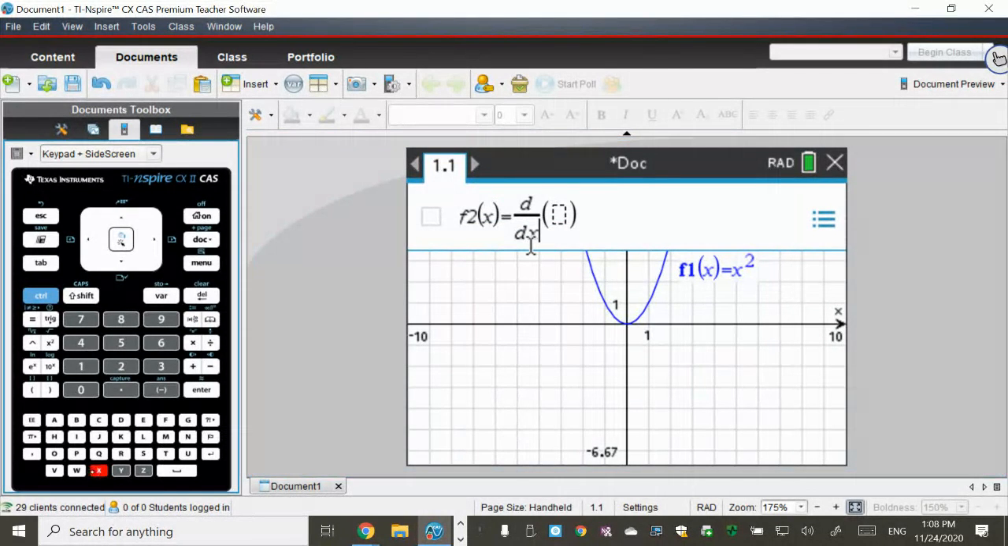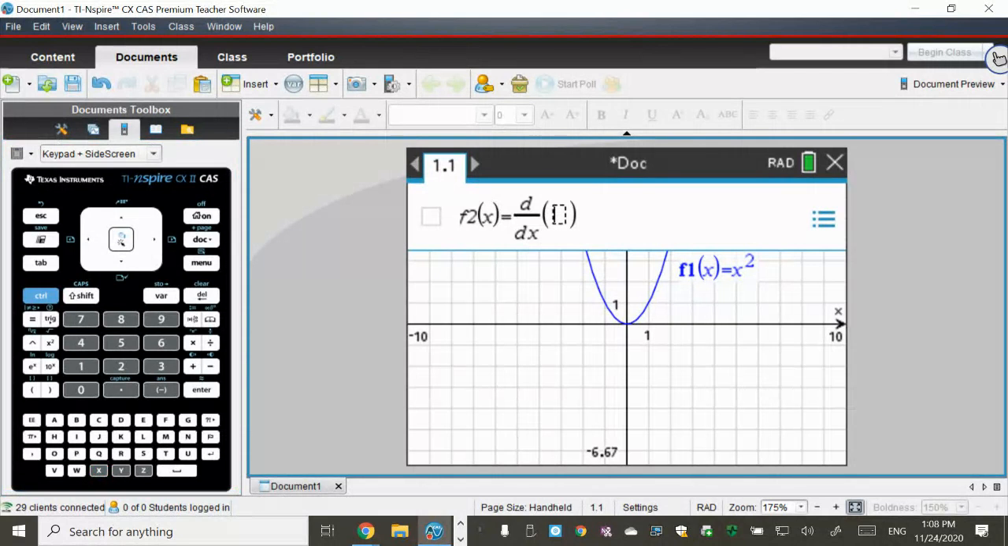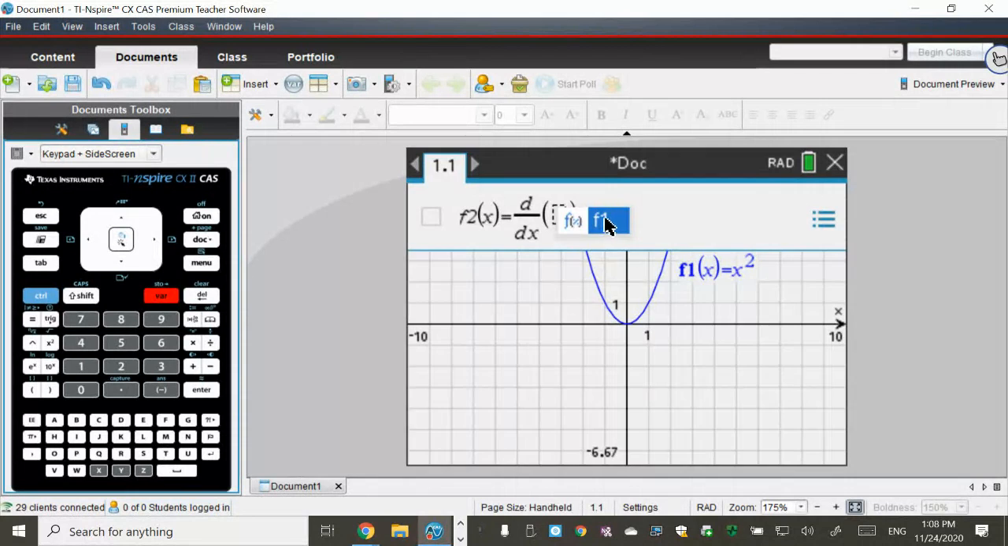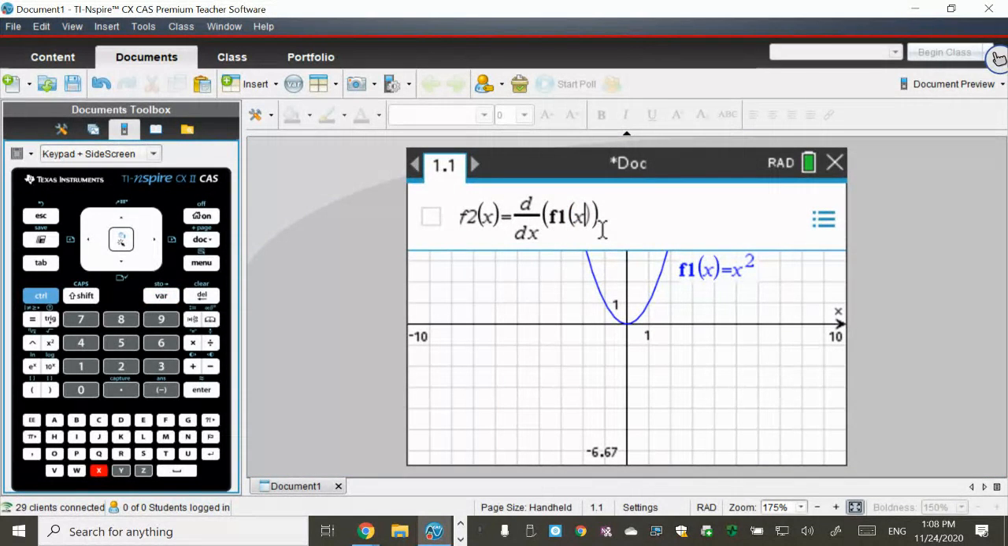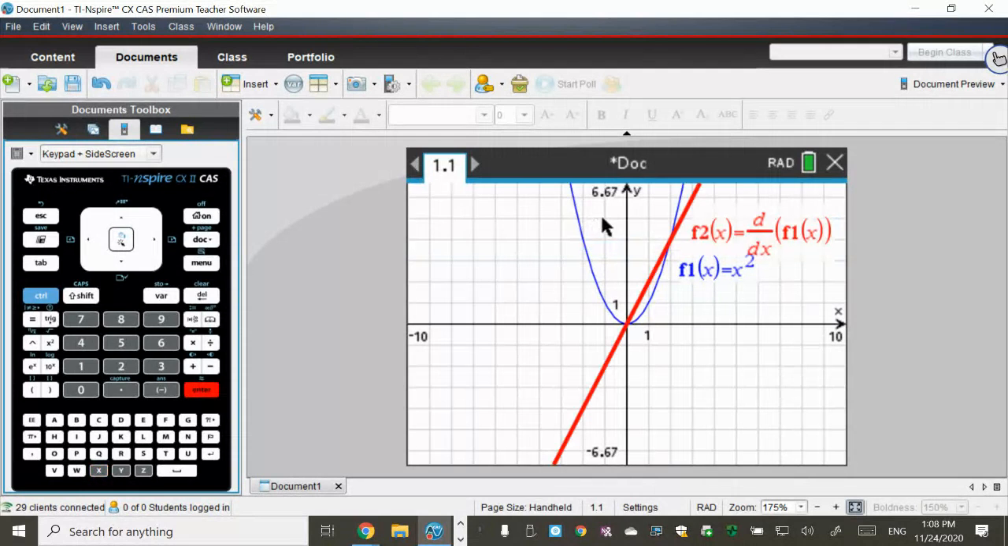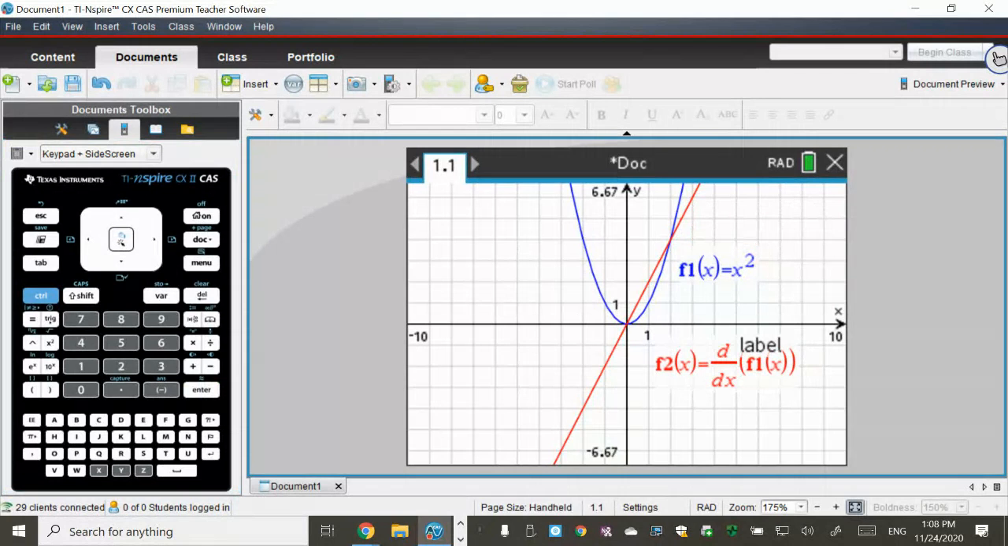We're going to say it's the derivative with respect to x, and I want to put the function. Now I could put x squared there, but if you hit variable, I can say, oh, it's f1 of x. I can say I just want the derivative of my original function. When I hit enter, even if I didn't know what it was, as you can see, it graphed the derivative. Even though I know it's y equals 2x, you don't have to know exactly what it is. You can actually graph the derivative, and I just wanted to remind you about that.